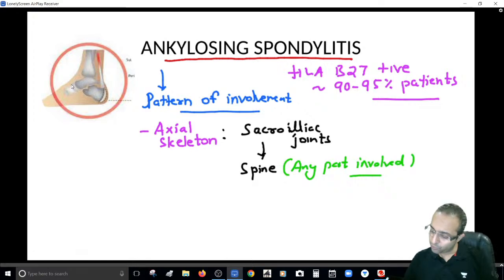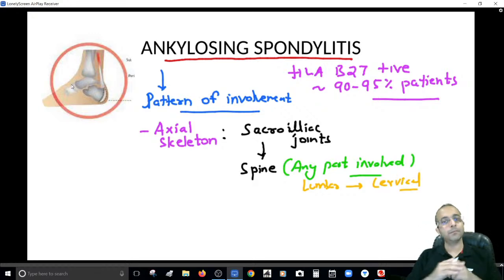This scenario starts from the lumbar spine going towards the cervical, but any part of the spine can be involved. Please be very clear. I taught you about rheumatoid arthritis last time, and I clearly told you that in rheumatoid arthritis, the lumbar spine is never involved. It's only the cervical spine that is generally involved, but here any part of the spine can be involved, and the sacroiliac joints are where the disease starts, here at the sacroiliac joints.